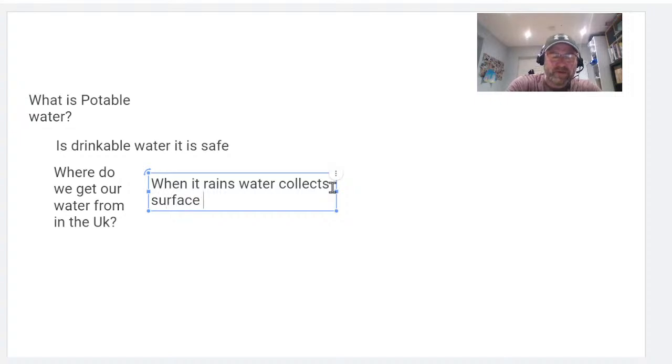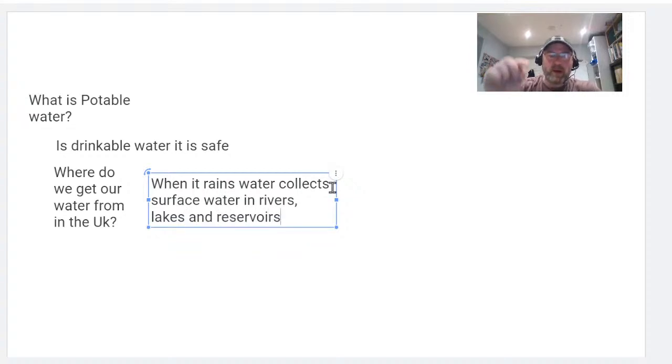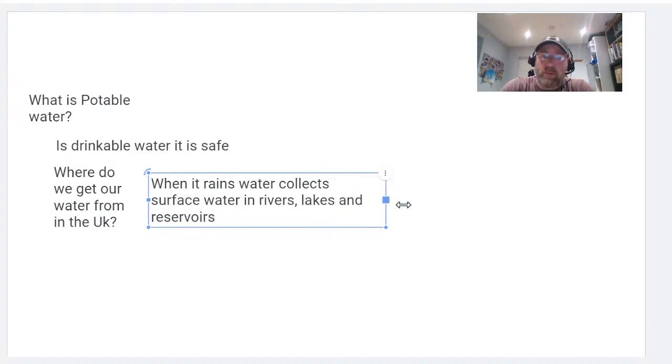Does anyone know what surface water is? Surface water lies on the surface of the earth, so in rivers, lakes, and reservoirs, where people have dug out holes in the ground so that when it rains they can collect a giant lake of water. There'll probably be a reservoir somewhere near where you live that will supply your tap water. That's called surface water.